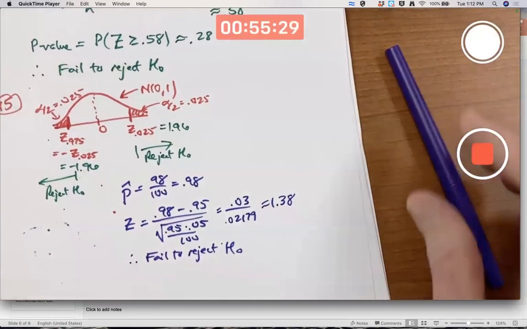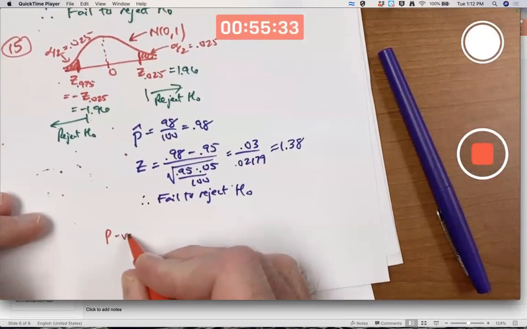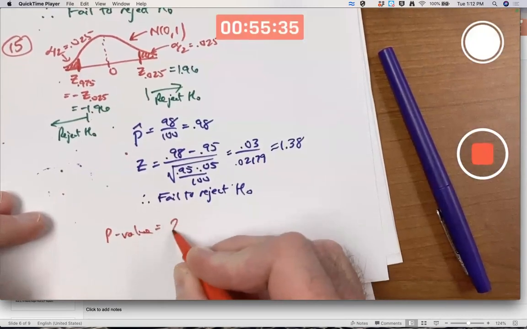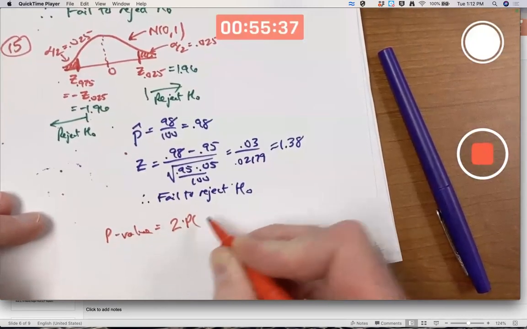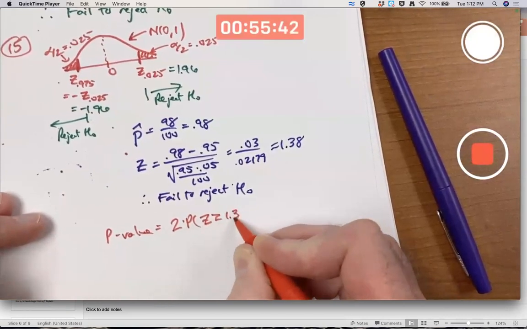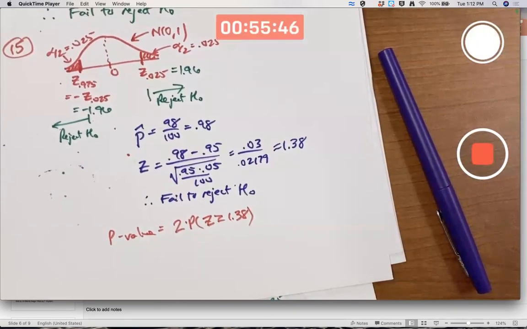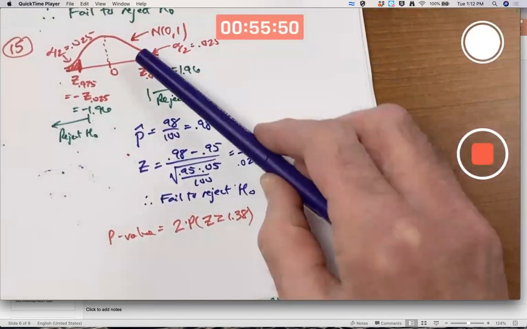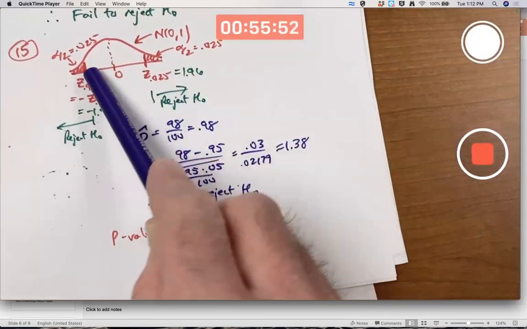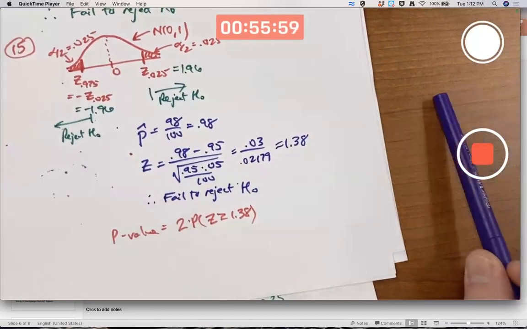You're not asked for the p-value here, but if you had to find the p-value for the two-tailed test, you'd want to double the one-tailed p-value because of symmetry. Two times the probability that Z is greater than or equal to 1.38. It'd be the area to the right of 1.38 plus the area to the left of negative 1.38. That would be the p-value for this test, and it's a relatively large p-value.